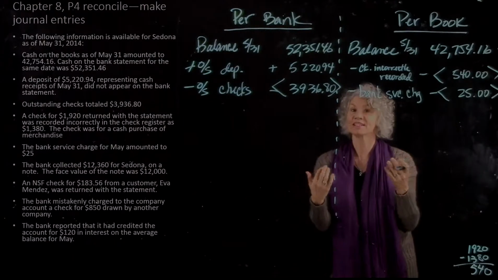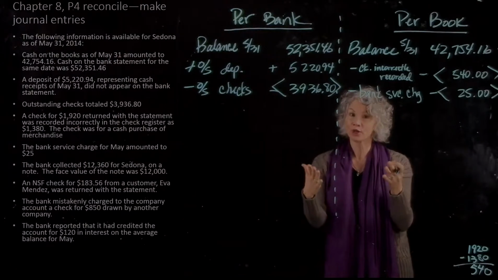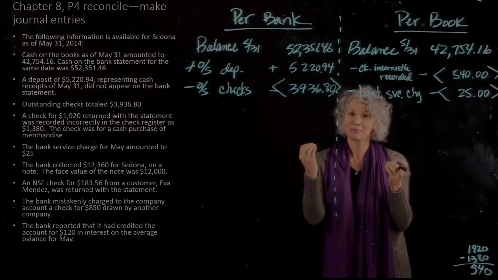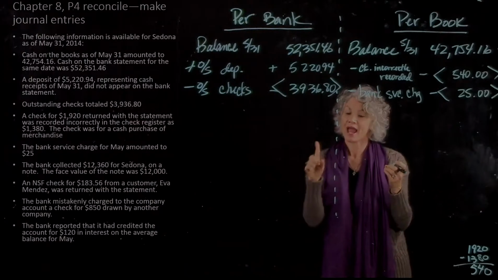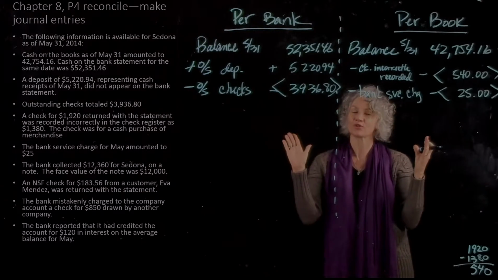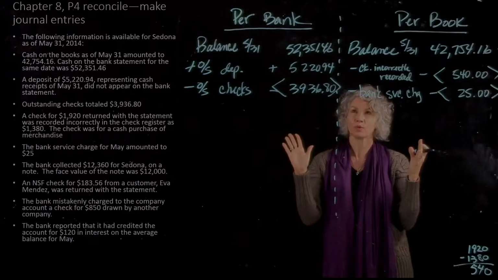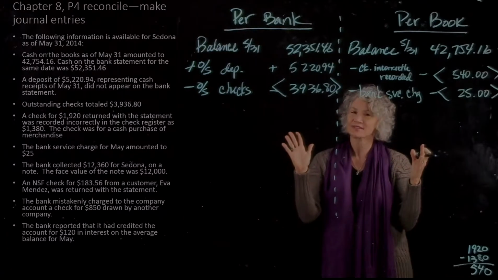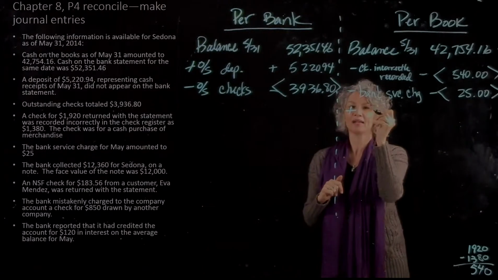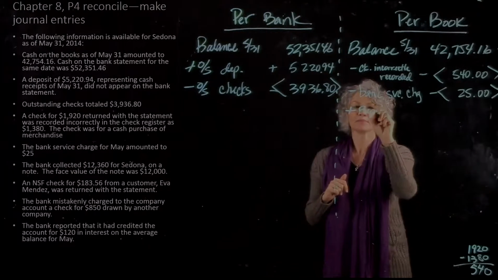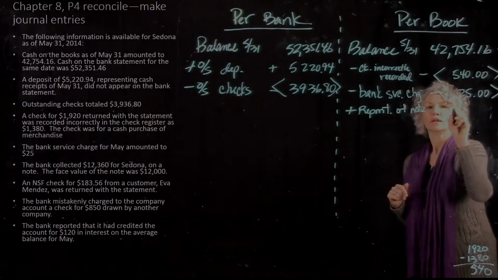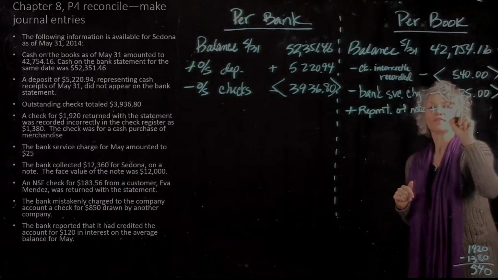So what happened is that we didn't know it yet, but when we opened our bank statement, we can see that somebody went into the bank and paid money that they owed us. And they said that the face amount of the note was $12,000. So what is that extra $360 they paid? What is that? It's interest income, okay? Interest income. So we're going to add repayment of note. So that's a positive $12,000.